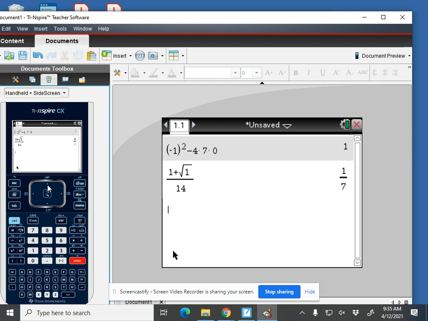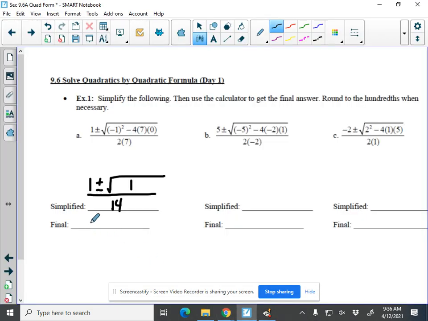Now, I don't like typing all that again, so I'm going to press up a couple times, and notice how it's highlighted this? And then I'm going to hit enter. It copies it. Now I'm going to back up a little bit, and I'm going to delete just the plus sign and put in a minus sign. Now, what's 1 minus 1? 0 divided by 14 is 0.